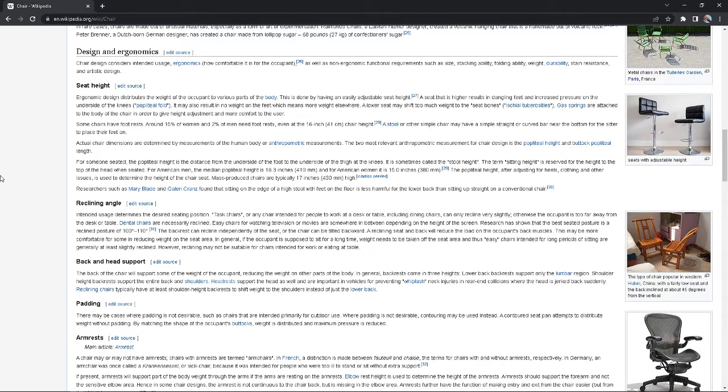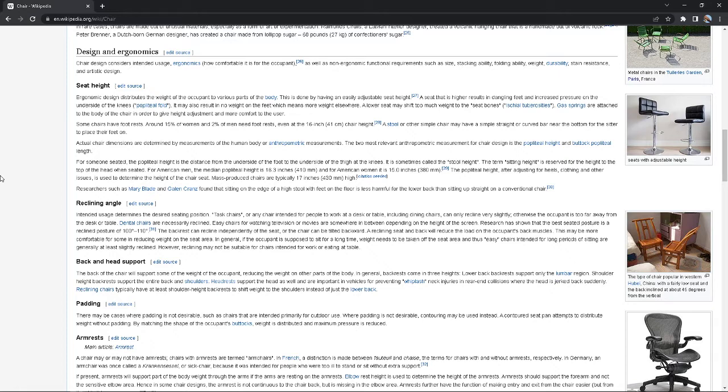Researchers found that the best seated posture is a reclined posture of 100 degrees to 110 degrees. The backrest can recline independently of the seat, or the chair can be tilted backwards. A reclining seat and back will reduce the load on the occupant's back muscles. This may be more comfortable for some in reducing weight on the seat area.